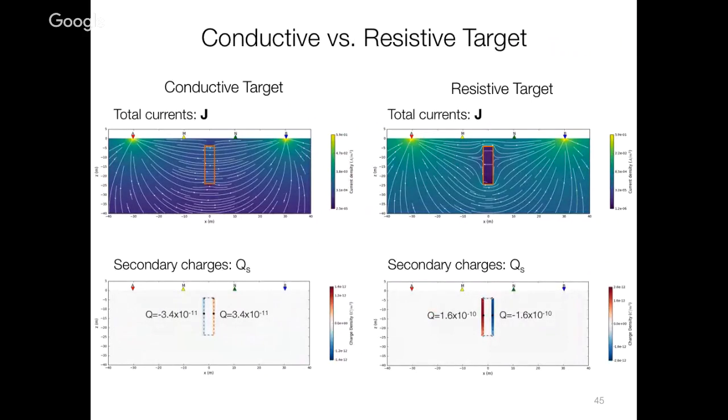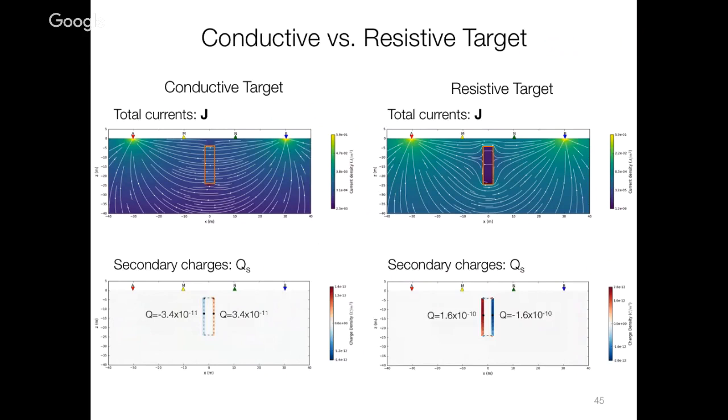Let's suppose we've got a plate. In this case, we've got a conductive plate. We can see how the currents are being sucked in. And here are my charges. I get negative charges and positive charges. It's a good excitation, I see something. But look at what happens if I put a resistor in.